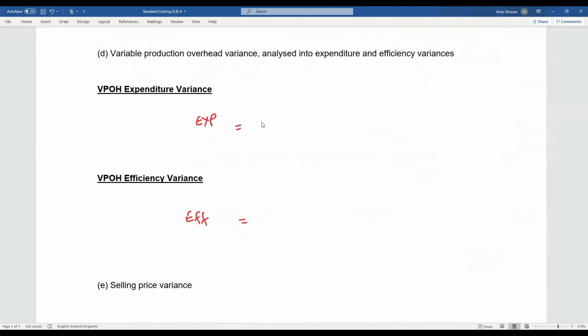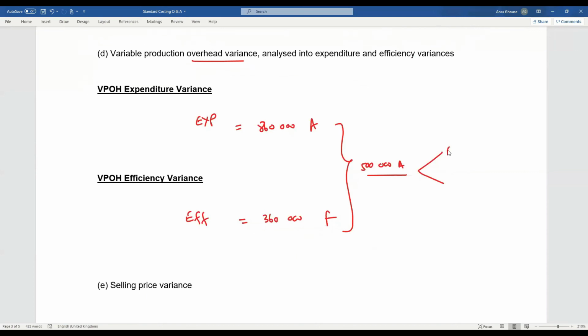So this is 860,000 adverse and 360,000 favorable. Okay, so therefore if you take these two, the total cost variance should be 500,000 adverse. Production overhead variance should be 500,000. So this is how we can use it.